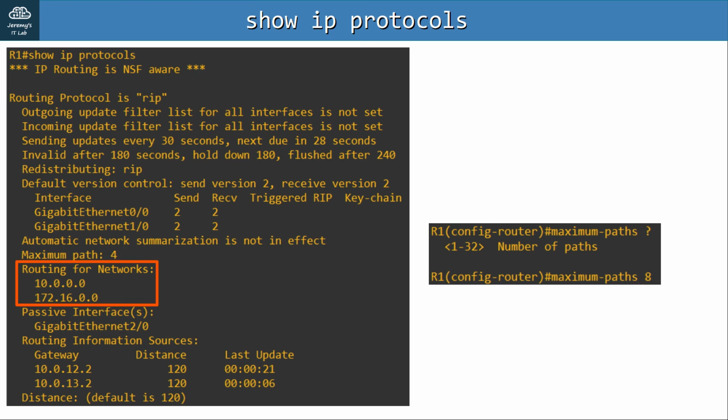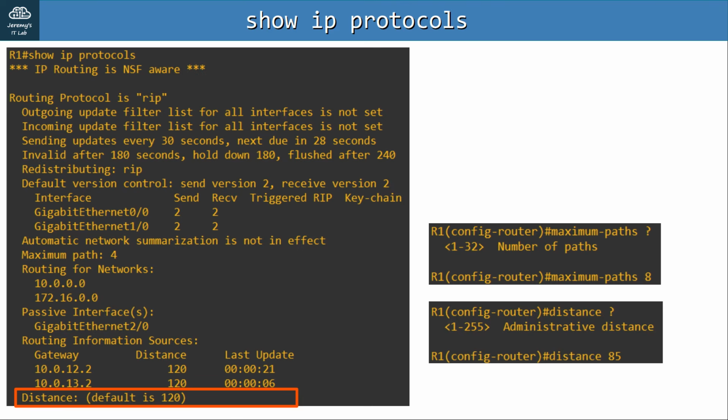Next up, this section here shows the networks we entered with the network command. Once again, these aren't the actual networks RIP is advertising. The network command just identifies which interfaces to activate RIP on. Here you can see any passive interfaces listed, just G20 in this case. Under Routing Information Sources, you can see R1's RIP neighbors, 10.0.12.2, which is R2, and 10.0.13.2, which is R3. Finally, distance states the administrative distance of RIP, which is currently the default of 20.